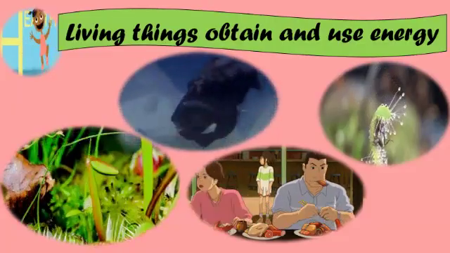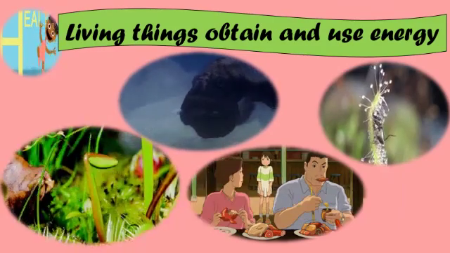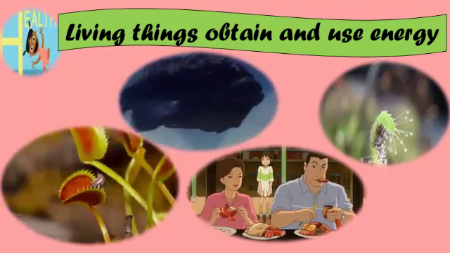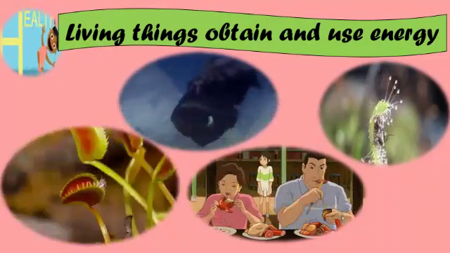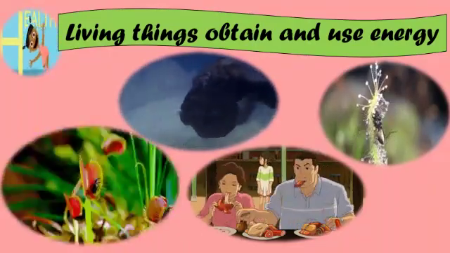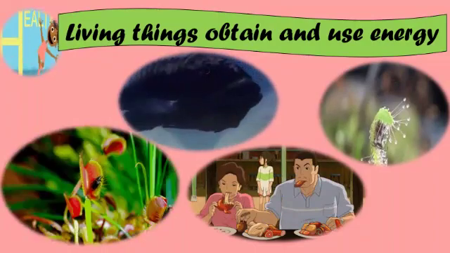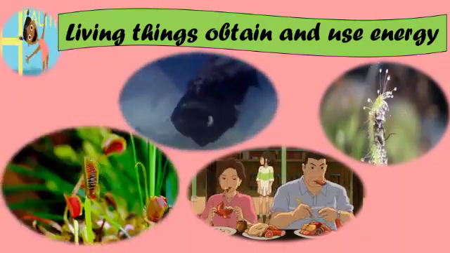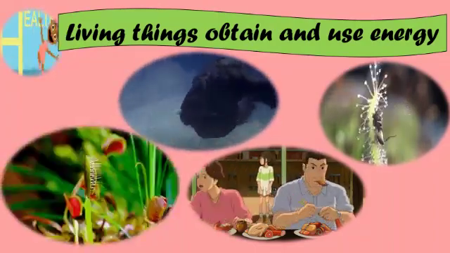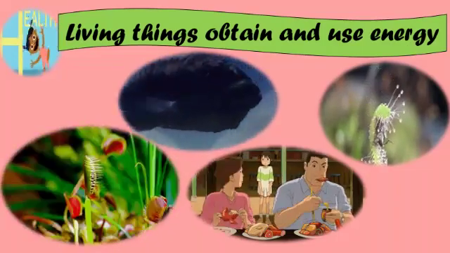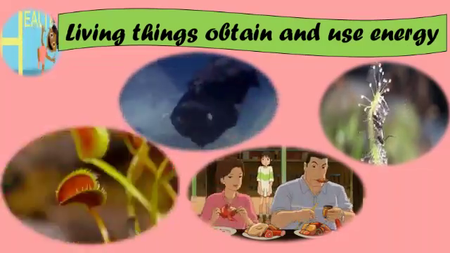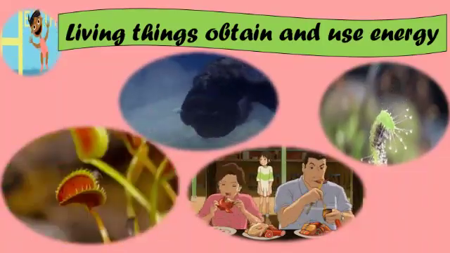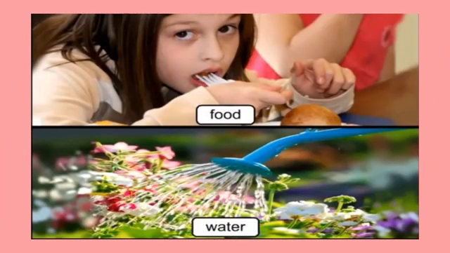Let us discuss the second feature of living things, which is living things obtain and use energy. As we know, all living things need food and water to live and grow. Animals eat either plants or smaller animals as food. So all living things get energy from their food. As you can see in this slide, we also need food to get energy. We eat a variety of foods to get energy.